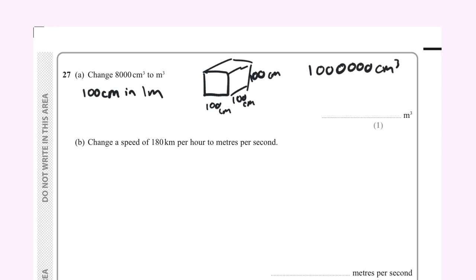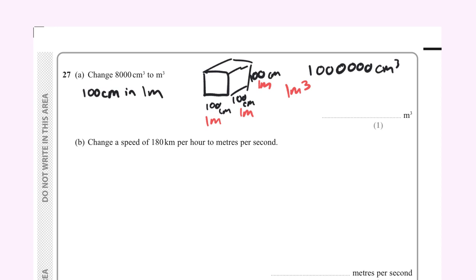So that's 1,000,000 centimetres cubed. But also you could write these, because 100 centimetres is 1 metre, all as metres. So this is 1 metre times 1 metre times 1 metre, and if you times all those together, you get 1 metre cubed. So 1 metre cubed is equal to 1,000,000 centimetres cubed.